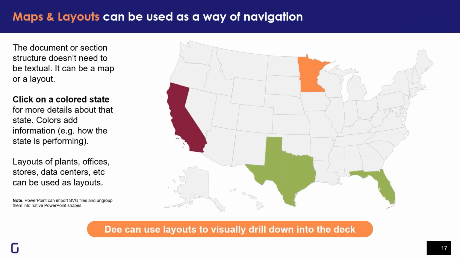It could be a geographical map. It could be a spatial map, say a layout of a plant or an office or a store or a data center. Any kind of physical layout or even a logical layout is pretty effective when it comes to using links as a way of navigation. This effectively is allowing us to drill down into the decks.